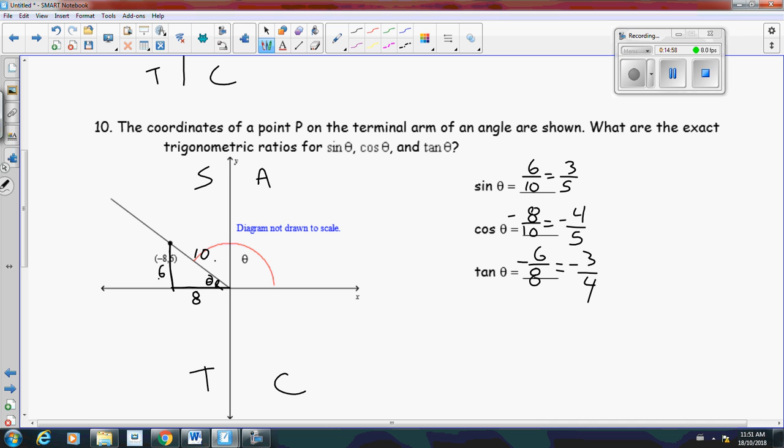So this is a pretty quick review. It is all stuff that's very important to this unit. If you have questions, make sure you come find me either in PLT or at lunchtime so that you're ready to expand this to the grade 12 trig unit.